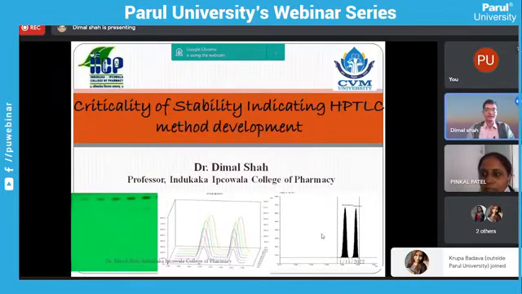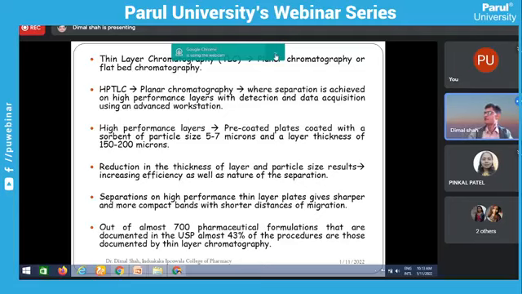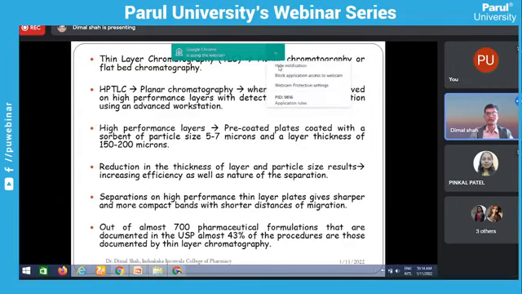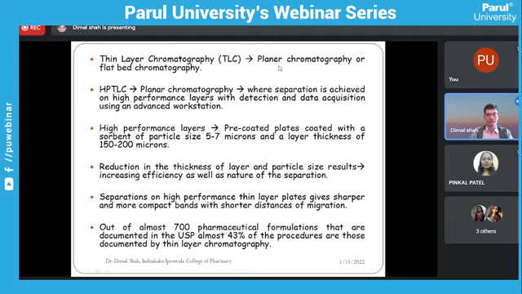Before I start with this HPTLC method development, one thing that I just want to share before I go with the stability indicating HPTLC method development is about the applicability of HPTLC and why HPTLC is gaining popularity nowadays.